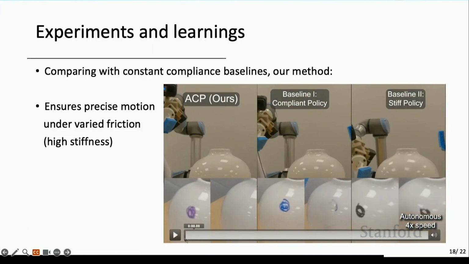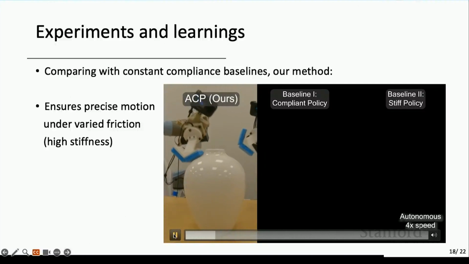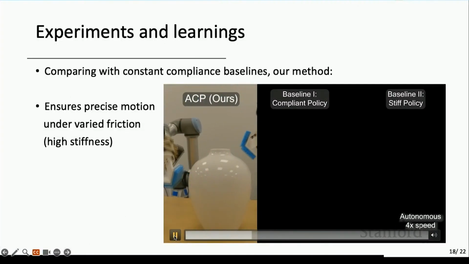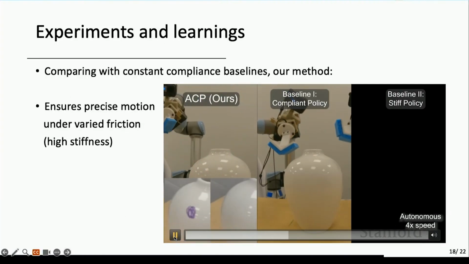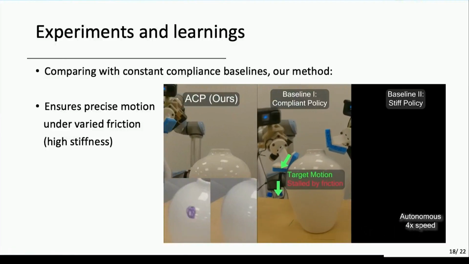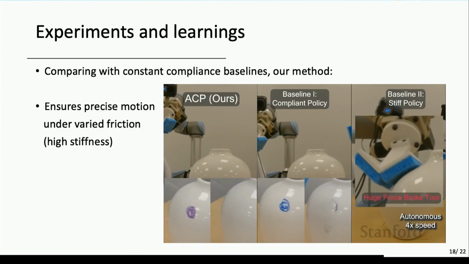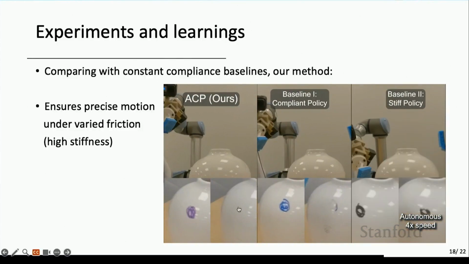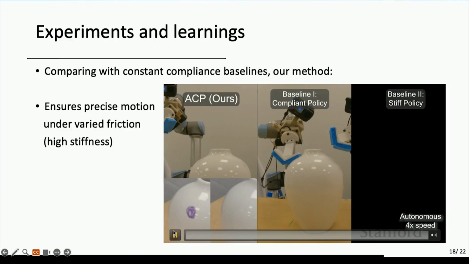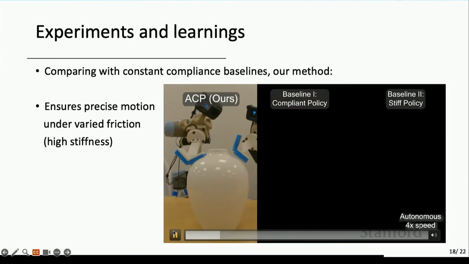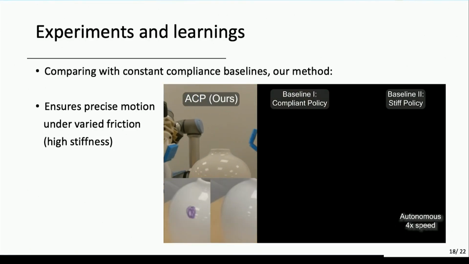Let me play this again. The baseline compliant policy, the motion can deform a lot because of the friction on the wall. And the baseline stiff policy can easily create a huge internal force, and we repeatedly broke the robot tool.